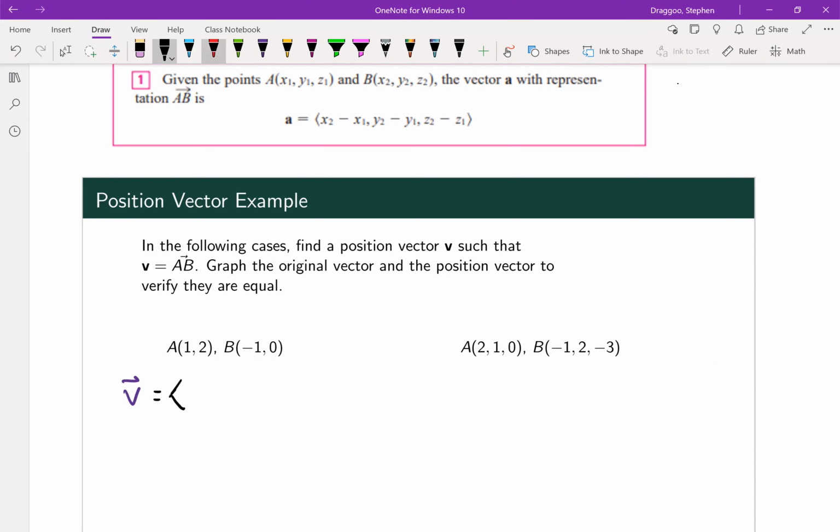So let's maybe highlight a couple of these. How about magenta for B, yellow for A? So we're going to look at -1 minus 1 for the x component, and then 0 minus 2 for the y component, and get a vector that looks like <-2, -2>.